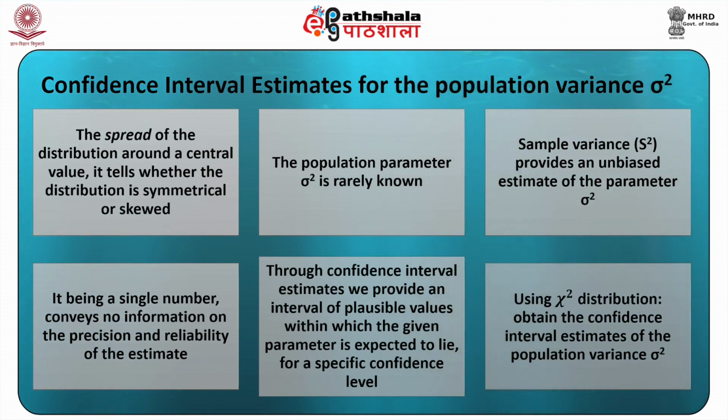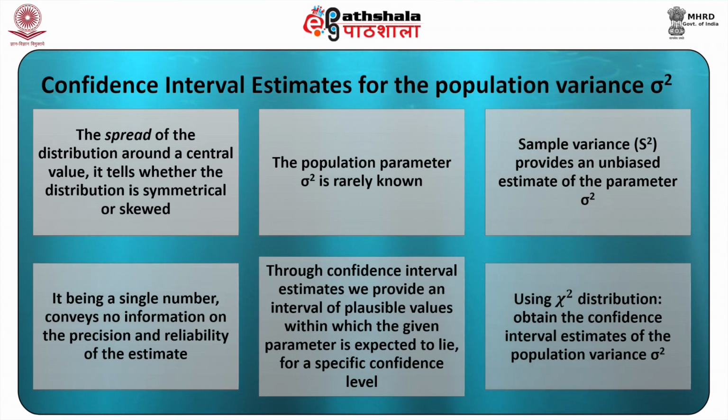However, the population parameter sigma square is rarely known. Therefore, as said earlier, we try to estimate it. And this estimation could be an unbiased estimator of sigma square. But it being a single number conveys no information on the precision and reliability of the estimate. Therefore, through confidence interval estimate, we provide an interval of plausible values within which the given parameter is expected to lie for a specific confidence level.